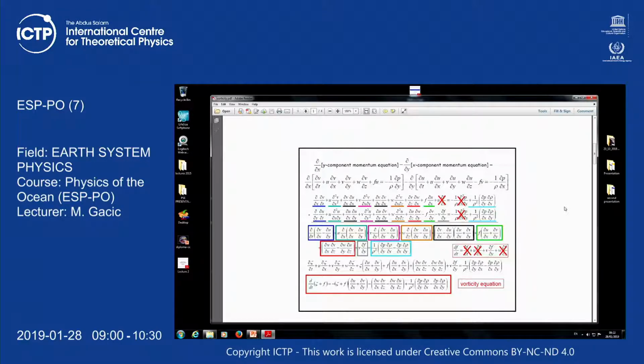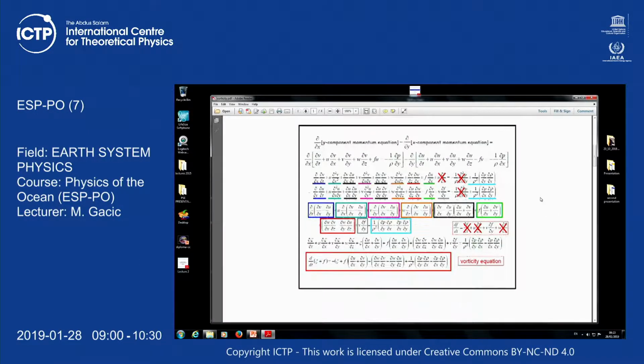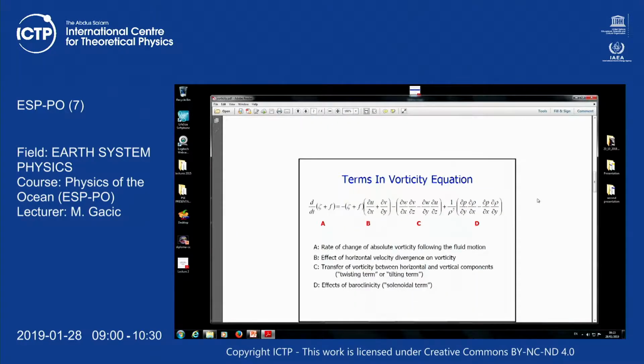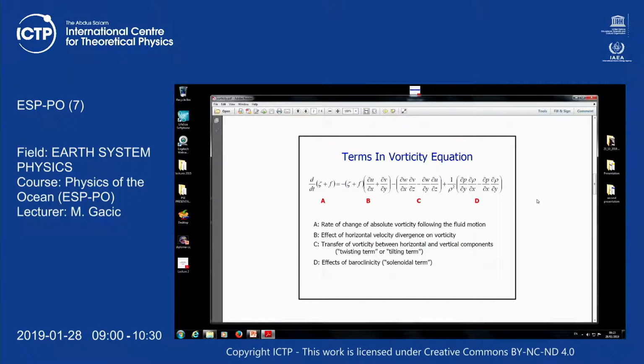So the variability of total vorticity with time is a function of these three terms, and we will see now what these three terms really represent, and what they reflect as far as the processes and the characteristics of the fluid are concerned. So we have these terms, and the first one is obviously the rate of change of absolute vorticity following the fluid motion, because there is a total derivative in time.